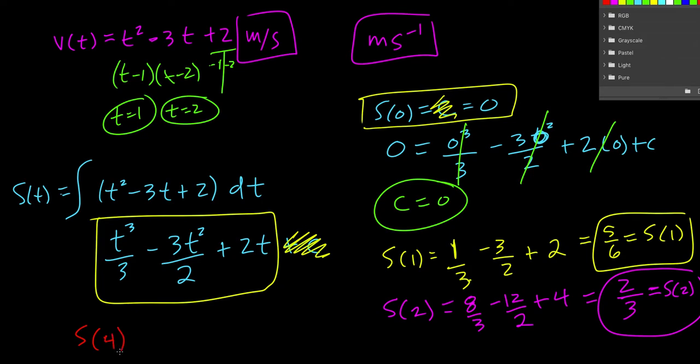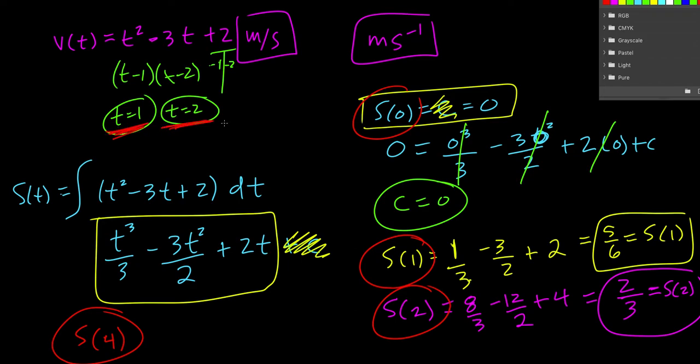S of 4. Notice we chose s of 0 because that's the beginning point, s of 4 because that's the ending point, and then s of 1 and s of 2 because we change directions, so we care about those points as well. We don't care about s of 3, because there's no direction change and it's not an endpoint.